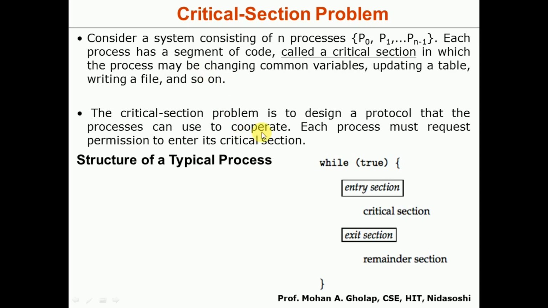The structure of such a process can be shown here. We have a while true infinite loop, and in this we have the entry section where the process will be seeking permission to enter the critical section. Once the permission is granted, it will enter the critical section and execute the lines of code that are part of it. Once it completes the execution of all the lines, it will go to the exit section, which will exit from the critical section, and after that it executes the remainder section. So this is about the critical section problem.